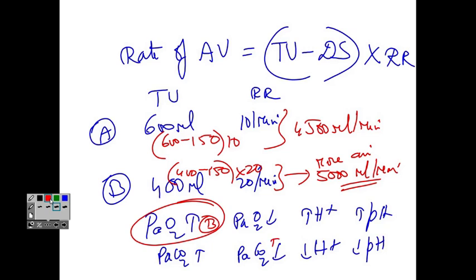CO2 will be decreased. If CO2 is decreased, what will happen to H plus? Decreased. That means what will happen to pH? Alkaline. A has less air, less oxygen, more CO2. More CO2 means more H plus. That means what happens to pH? Acidic. So pH and CO2 are inverse. Higher the CO2, acidic, lower pH. Lesser the CO2, alkaline, higher pH.